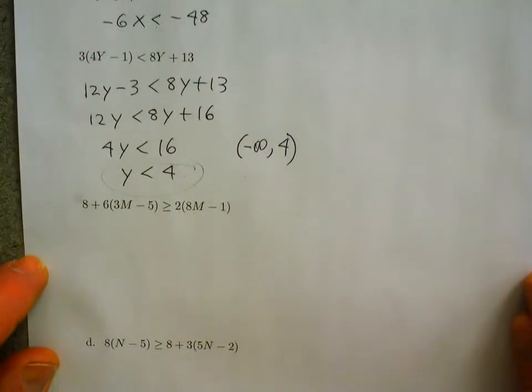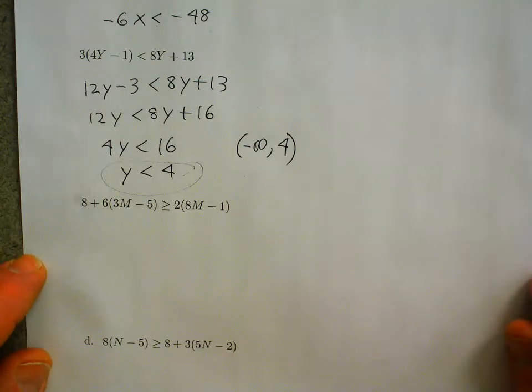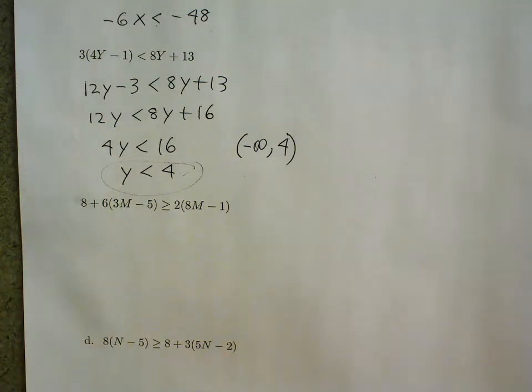Okay, let's move on to the next one. Here we have 8 plus 6 times the quantity 3m minus 5 is greater than or equal to 2 times the quantity 8m minus 1. So how would you start? What would be the first step that you would take on this one? Distribute the 6 and the 2.